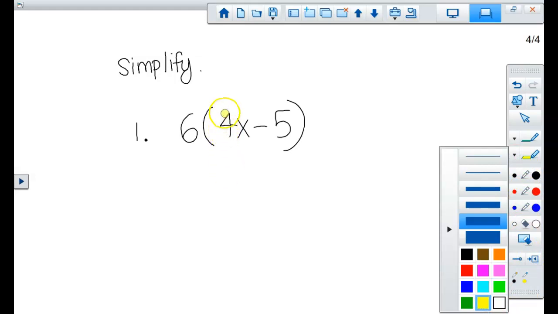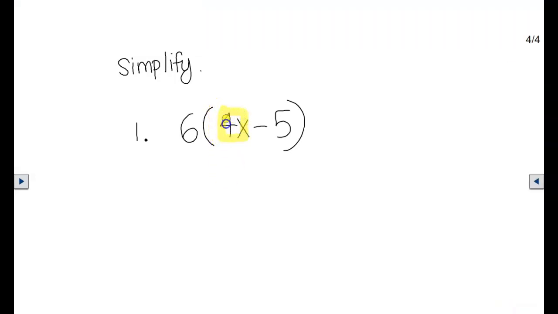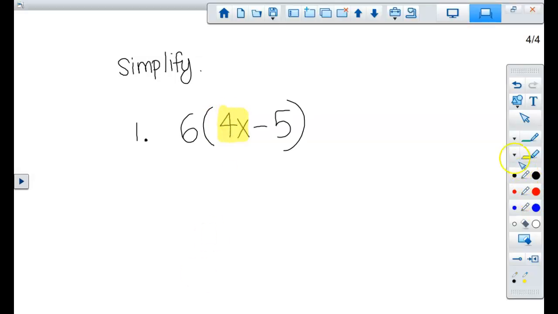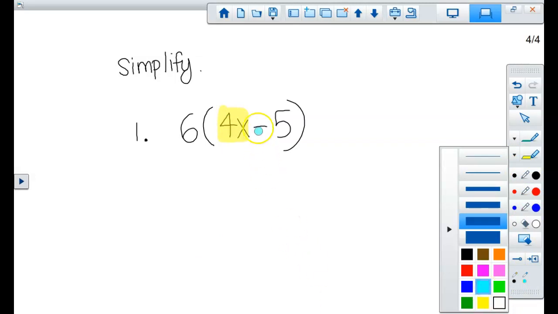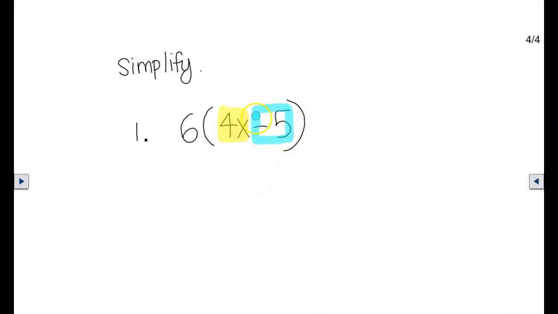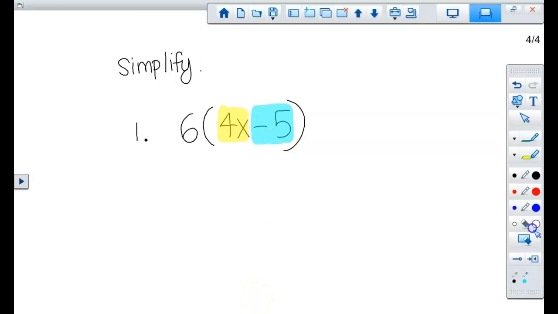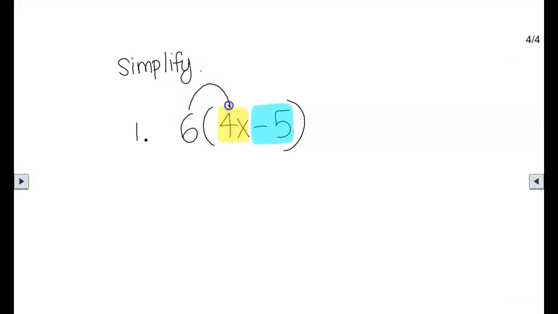In that group, I have 2 members. I have a positive 4x, he is the first member, and I'm going to keep that minus in there with that 5 so I can see that the second member of my group is that negative 5 right there. So 6 has to be multiplied by each of those members. So we are going to do 6 times 4x. 6 times 4 is 24. And then I bring down and attach the x to that answer.